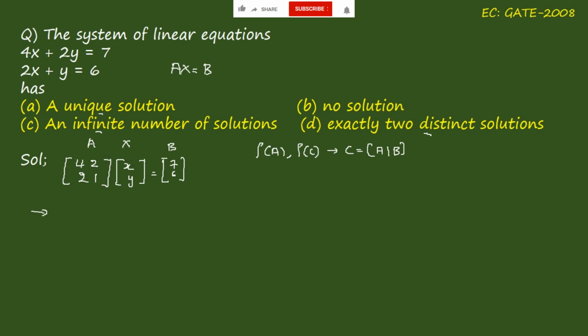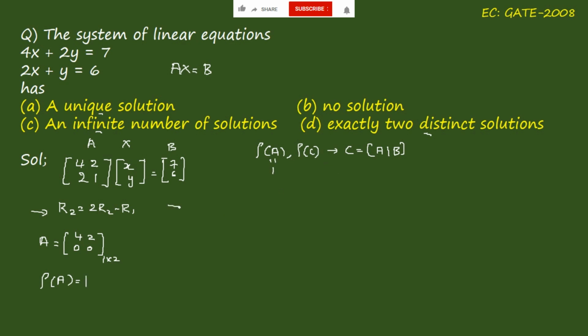In this particular matrix A, you can see that row 2 is equal to 2 times row 1. So do the elementary operation, R2 becomes 2 times R2 minus R1. If you do it, then matrix A becomes 4, 2, 0, 0. So it is nothing but a 1 cross 2 matrix. So the rank of A is equal to 1.